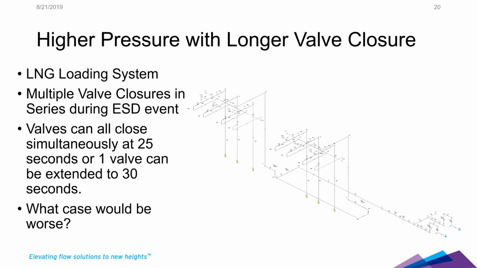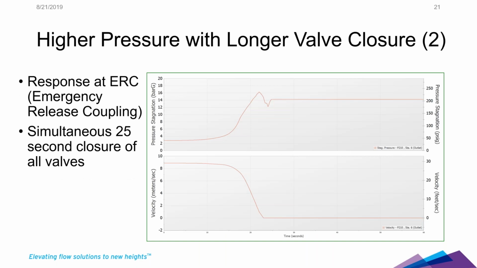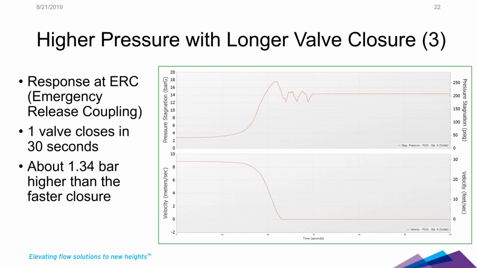So you can think of that at t equals 25, all of my valves are closed, or one of your valves can be extended to 30 seconds. What would be the worst case? Let's see. Here's a response at an emergency release coupling in that system where all of the valves close at 25 seconds. We see our pressure gets up to about 16 bar, which is close to 16 atmospheres, or 225-ish psi. This is the pressure response when we close one of those valves in 30 seconds. It's not too much. It's 1.34 bar higher, almost up to 18 bar, 17.5 bar.